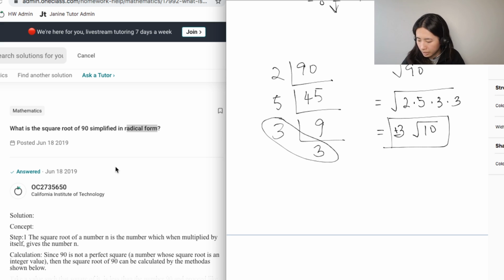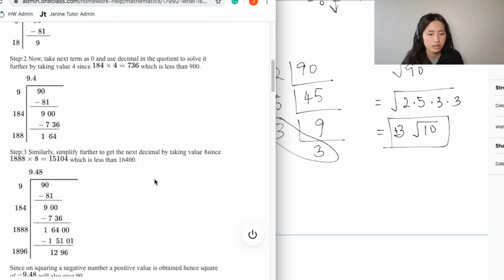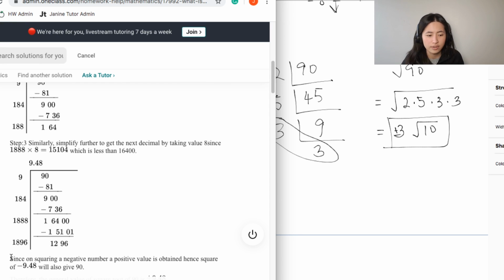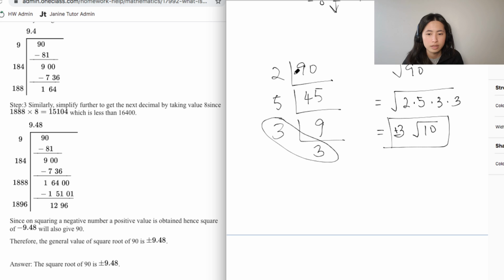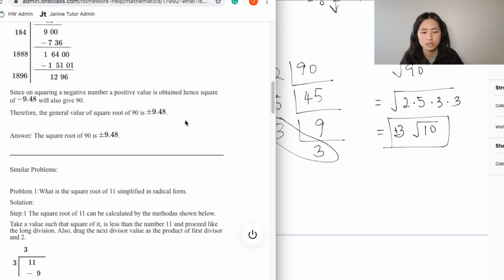Even if you type this into your calculator, you're going to see that the radical form is going to be plus or minus 3 square root of 10. So I don't think this is even necessary. You just have to apply synthetic division and basically factor, not factor, but divide the numbers based on prime numbers.